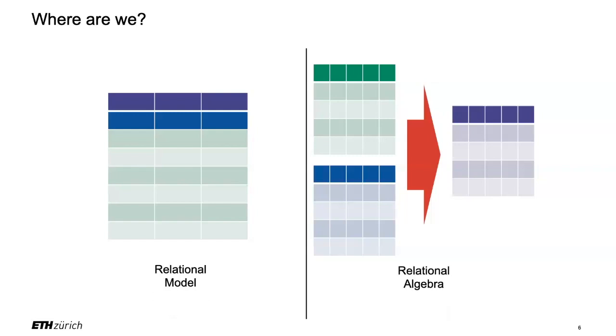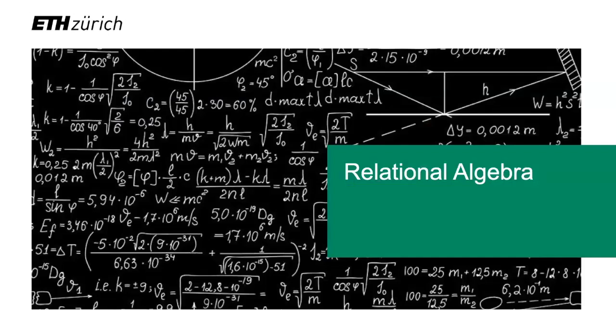So the relational model is the name of what we've covered so far, with the definition as a set of maps, or bag of maps, or list of maps. And now enters the relational algebra.